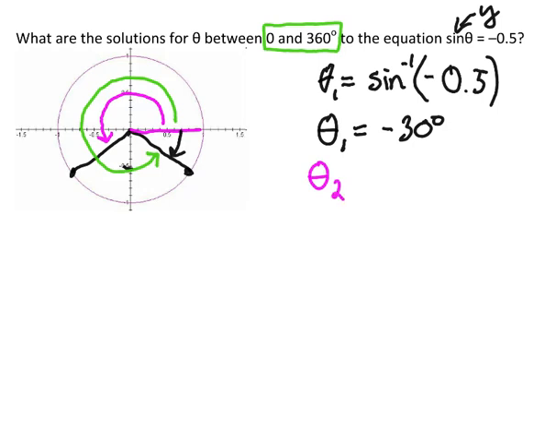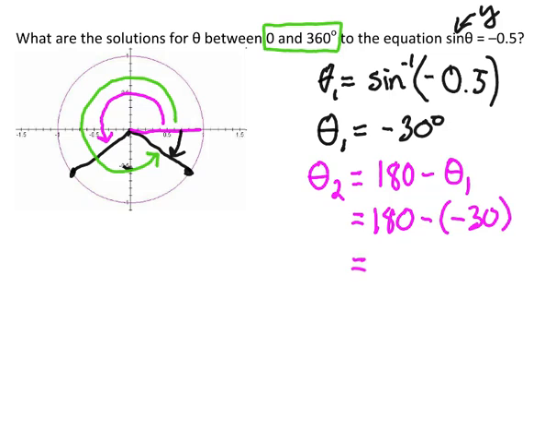So theta 2 is still going to be 180 minus theta 1. You just have to watch out for the signs now because theta 1 is negative. So you're going to do minus a negative 30 here. 180 minus my negative 30 is actually positive 210 degrees. Theta 2 is 210 degrees. That's this angle right here, the angle over to there. So that's theta 2.